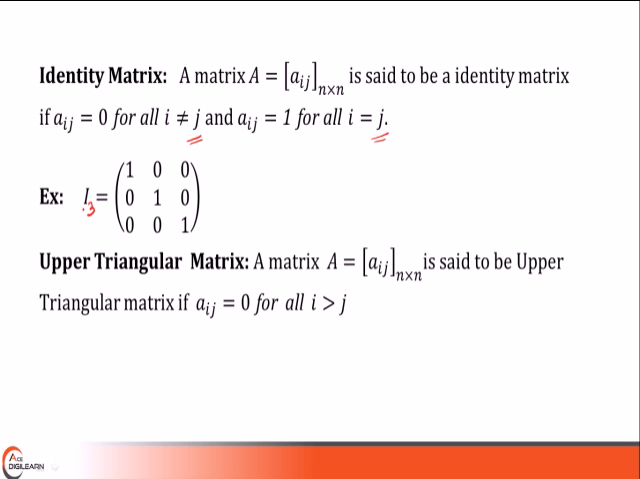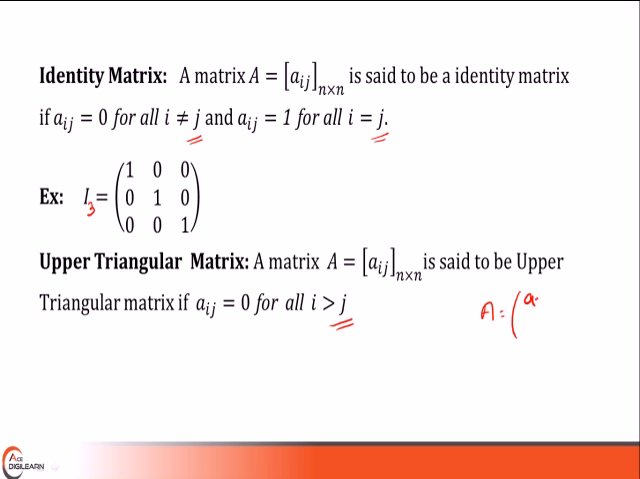Next, discussing about an upper triangular matrix. A matrix A equals to [aij] of n by n is said to be an upper triangular matrix if aij equals to 0 for all i greater than j.